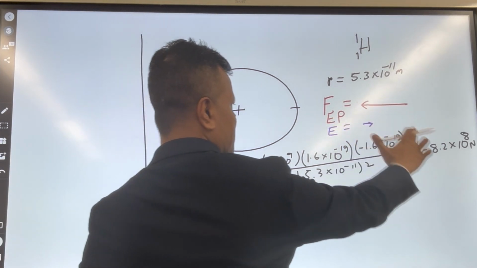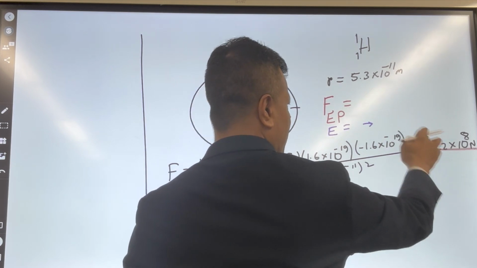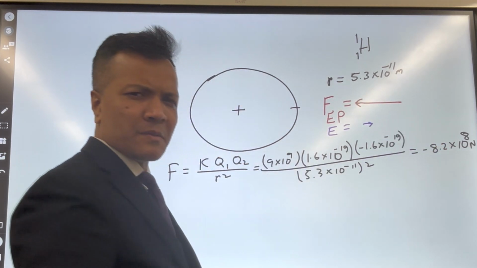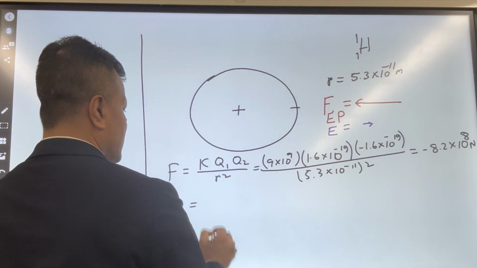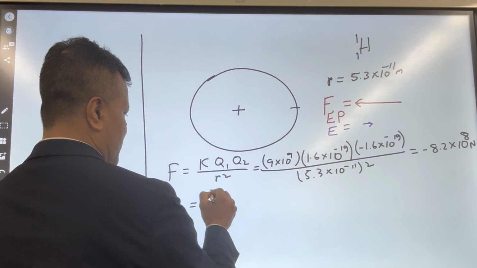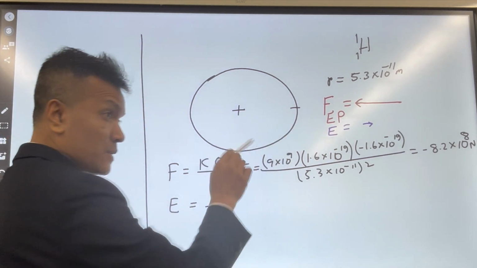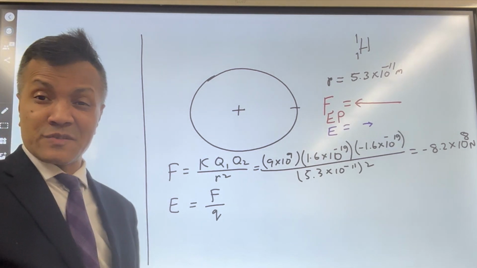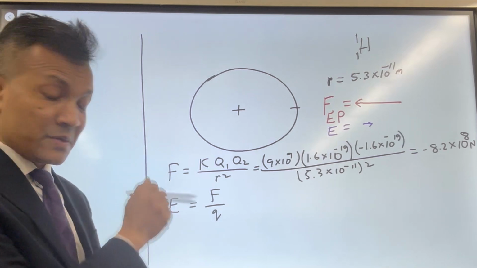Our math agrees with our geometry. Our algebra agrees with our geometry. Now we can find the electric field. Electric field is, of course, F over q, small q. We're going to call this one a small q, although the magnitude of the charge would be the same, but to serve our purpose, we're going to call that one a small q.